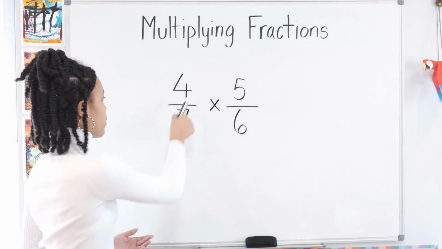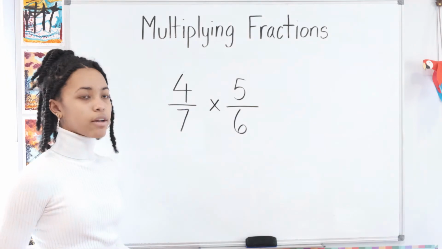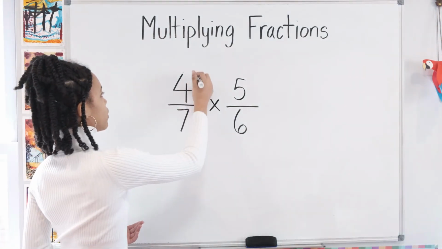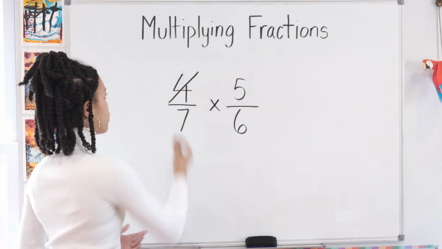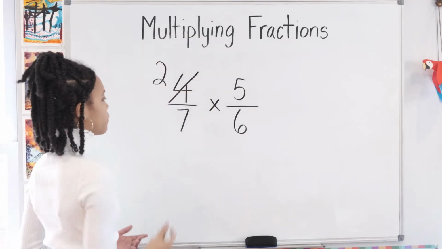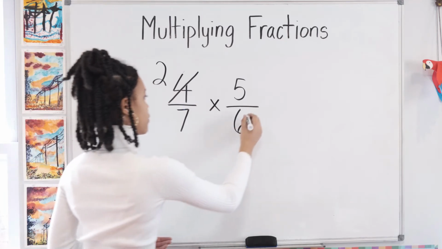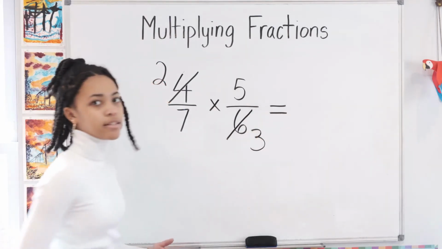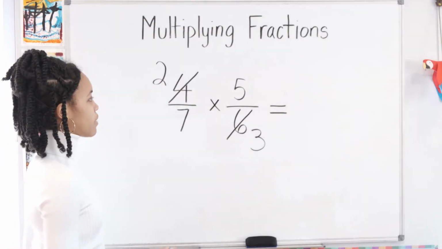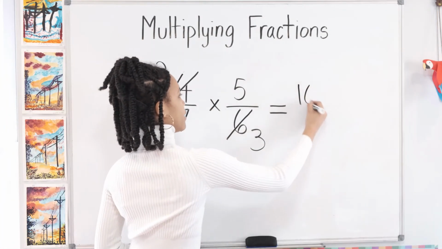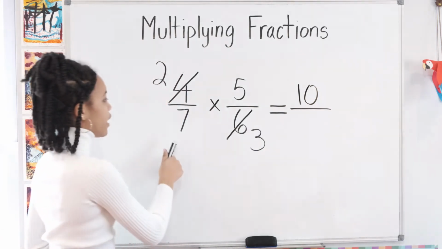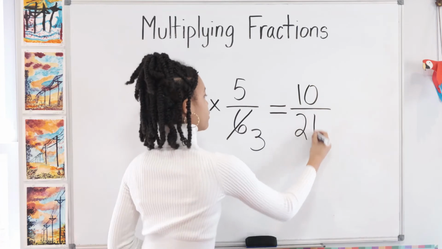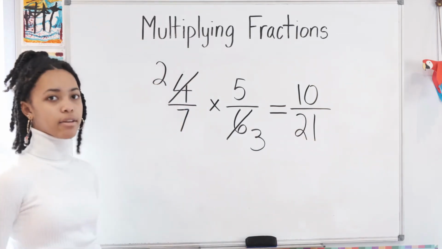Now let's look at the 4 and 6. 2 can go into both of them evenly. So we cross out the 4, because 2 goes into 4 two times, and we write the 2. 2 goes into 6 3 times, so we cross out the 6 and write the 3. Now we're ready to multiply. 2 times 5 is 10. 7 times 3 is 21. So our final answer is 10/21.